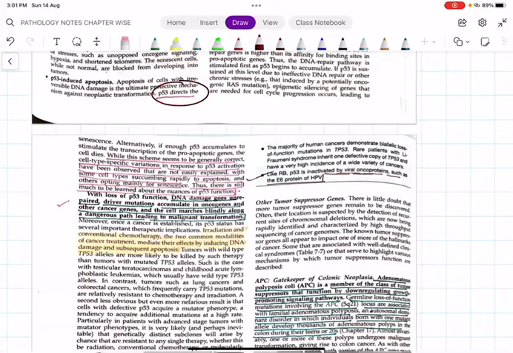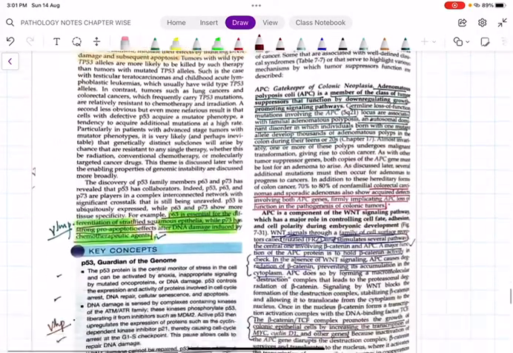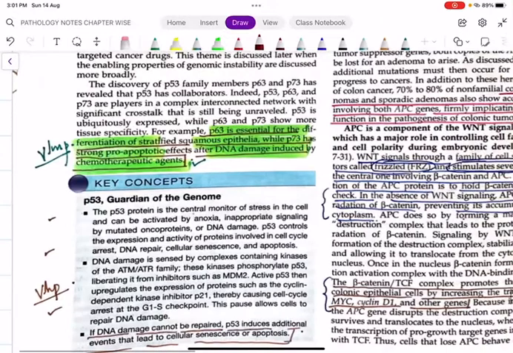Then here comes another important thing: P63 and P73. You all will study only P53. P63 is essential for differentiation of stratified squamous epithelium. And P73 has strong pro-apoptotic effects after DNA damage induced by chemotherapeutic agents.